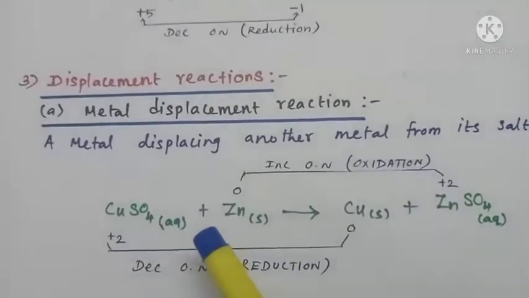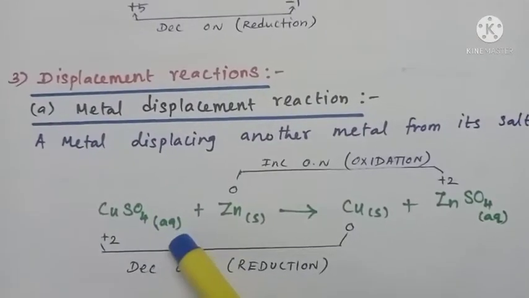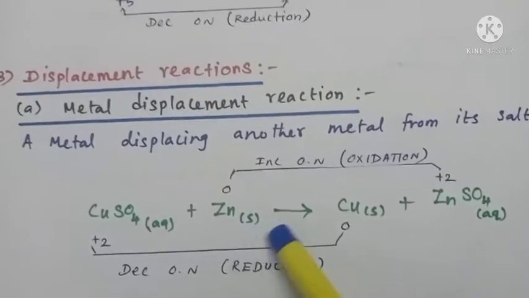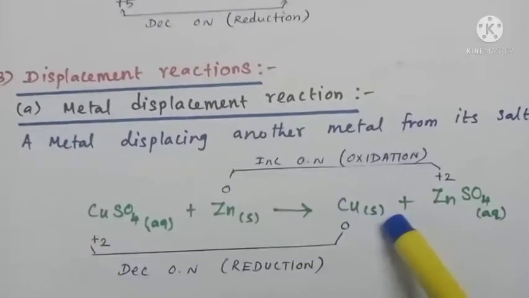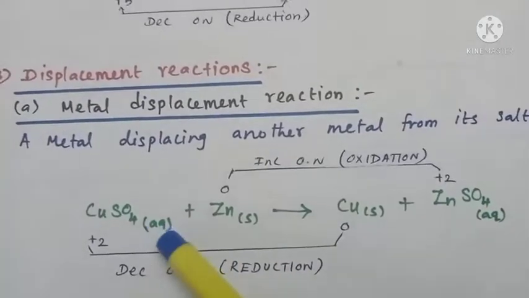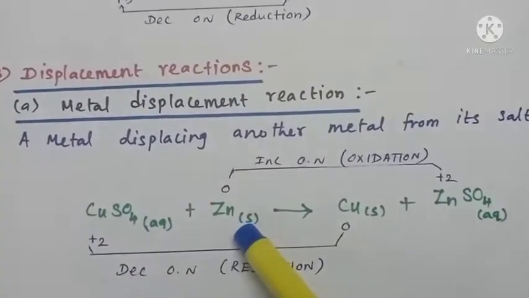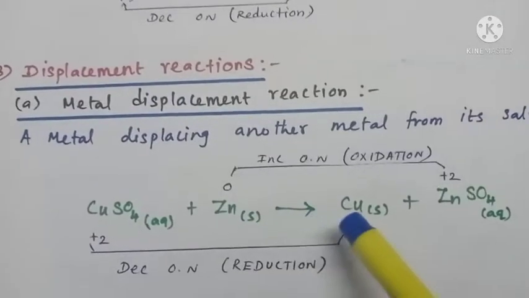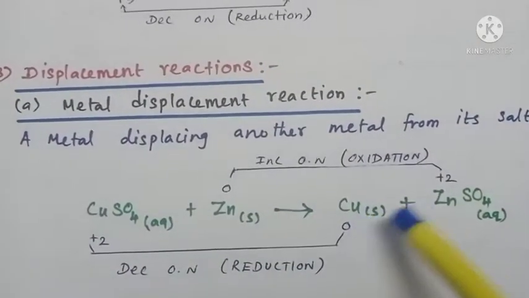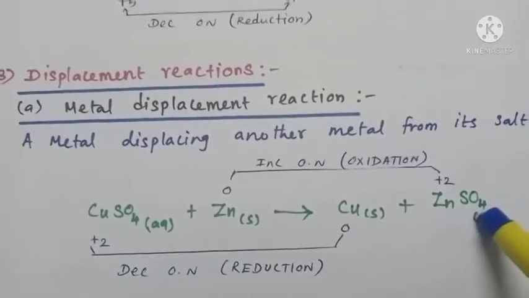Okay, so look at the example with aqueous copper sulfate solution, when we add zinc solid. So it gives copper solid plus zinc sulfate solution, aqueous, isn't it? Now with blue color copper sulfate solution, we are adding zinc powder. Now what is happening is that zinc is displacing copper. So copper metal is liberated along with formation of zinc sulfate solution, isn't it?